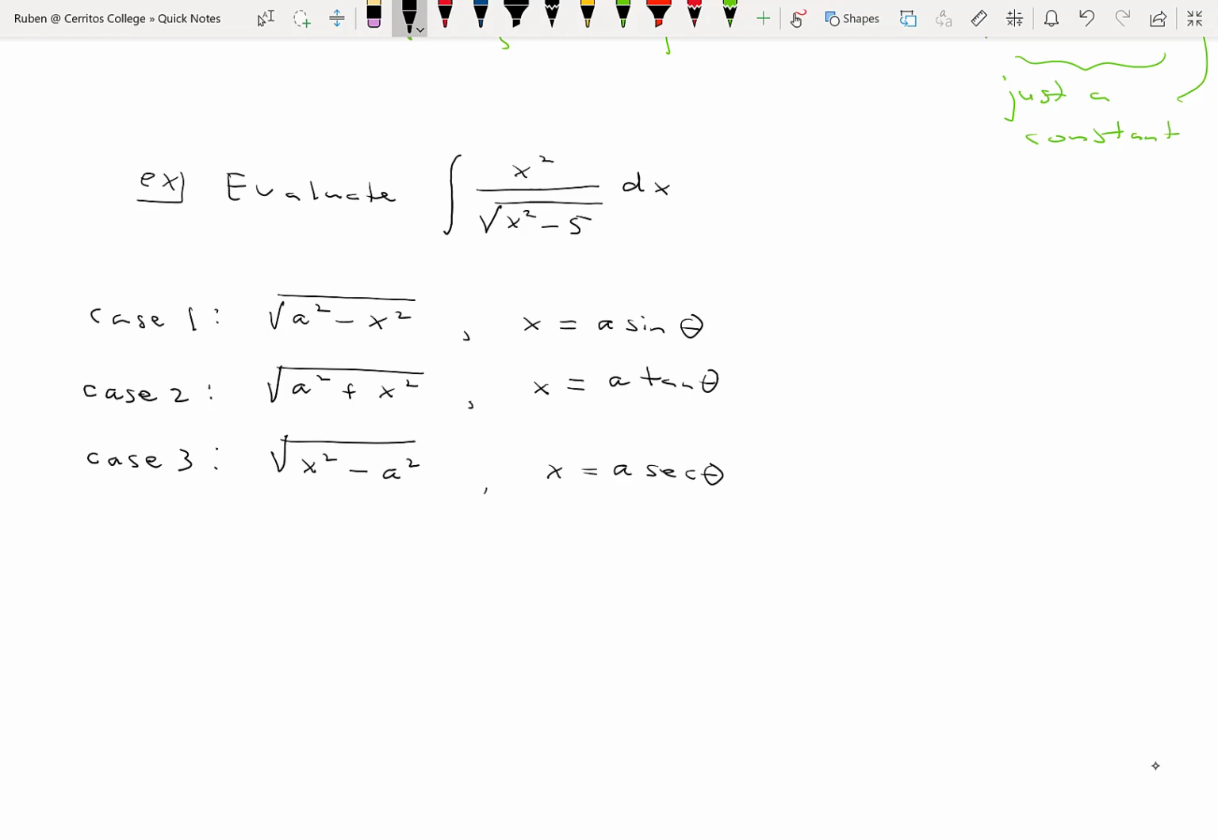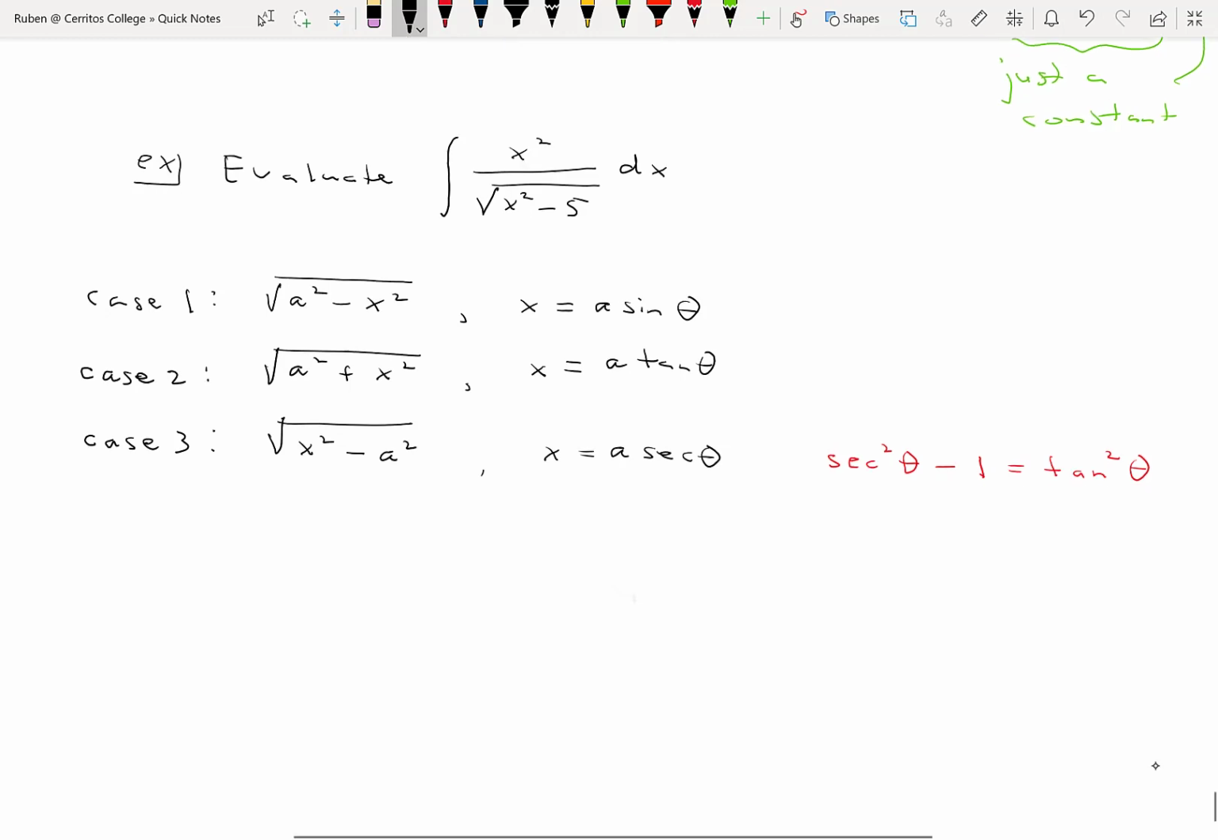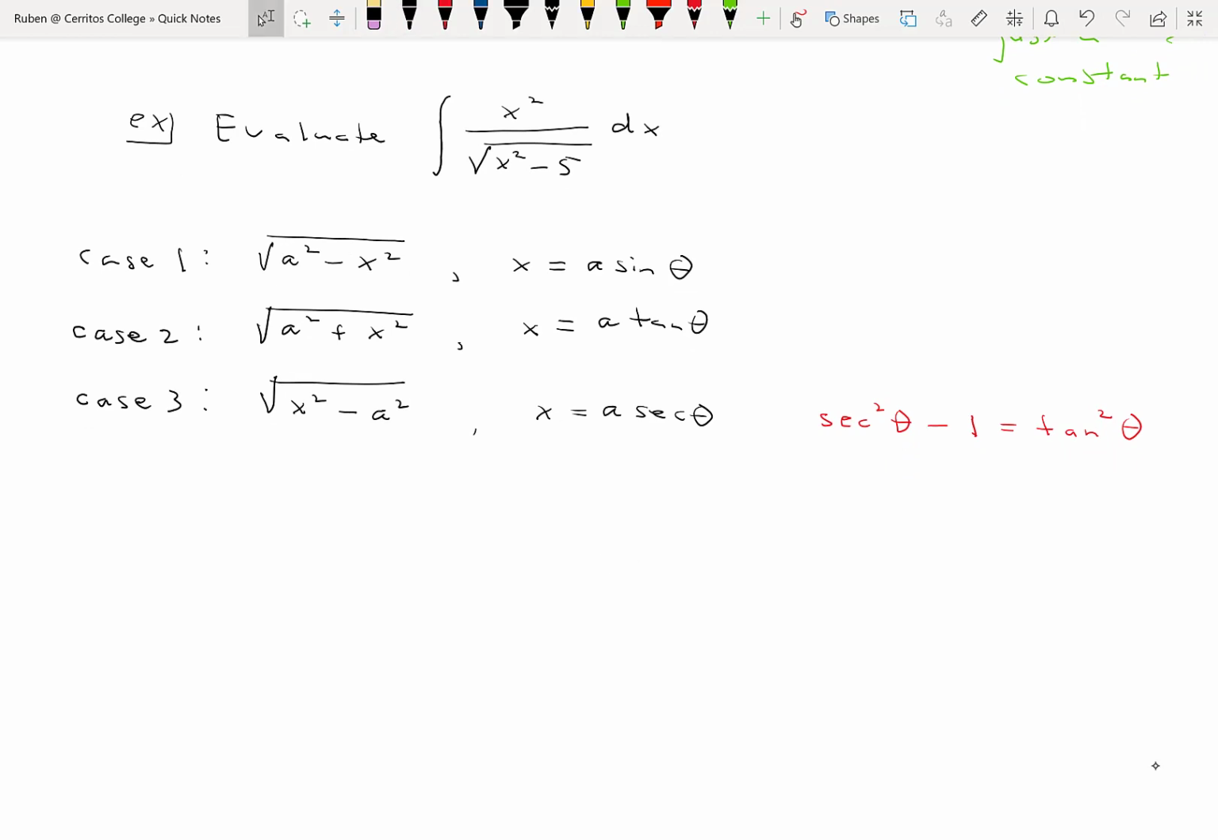The short reason for that is that secant squared theta minus 1 is tangent squared theta. So if I substitute a secant theta, the minus will disappear under the radical sign, and hopefully we have an easier situation to deal with than we had to start. So back to our integral.